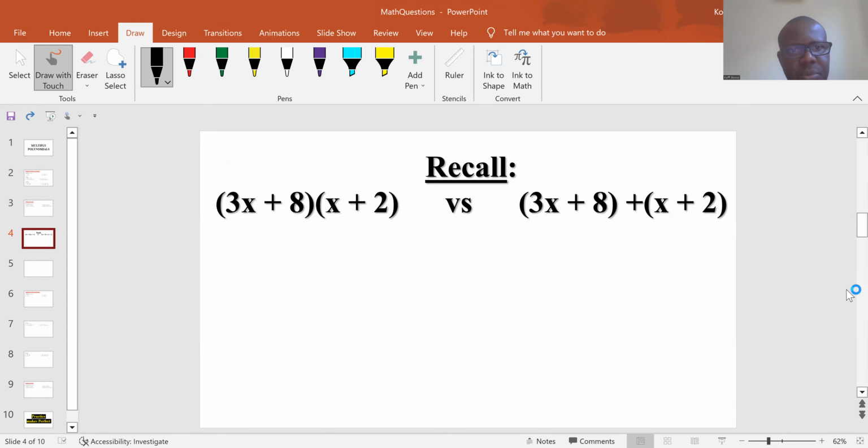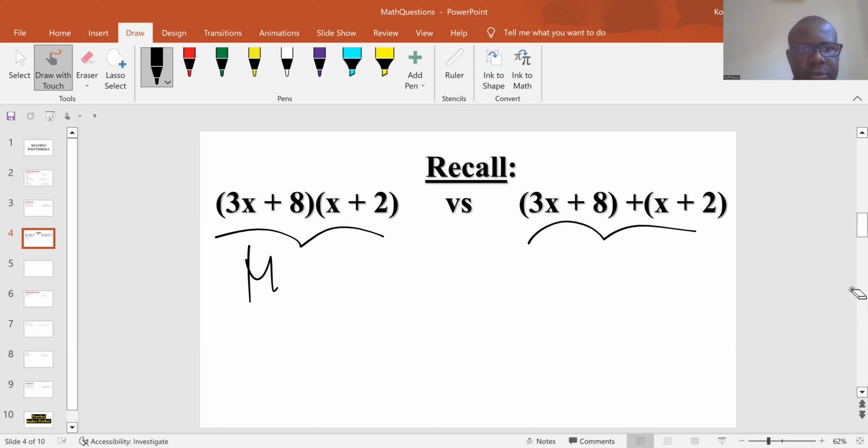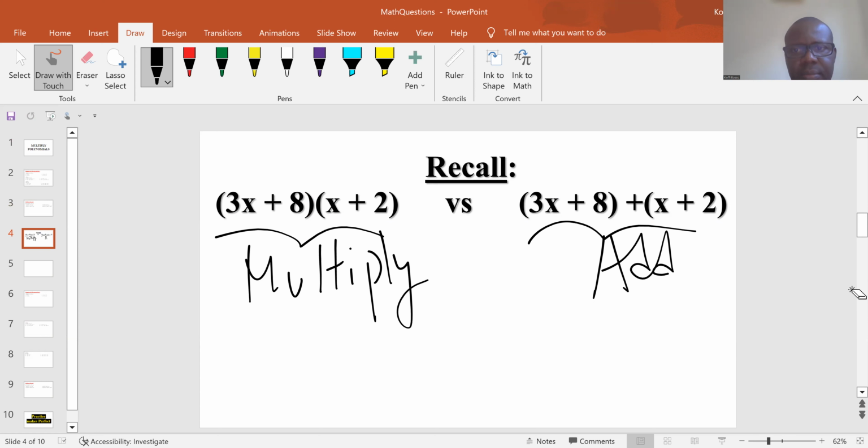So we have here (3x plus 8) times (x plus 2). That's what we have on this side. Versus the other side, which is (3x plus 8) plus (x plus 2). So we have a multiplication on this side, so we're going to multiply. And here we will add.